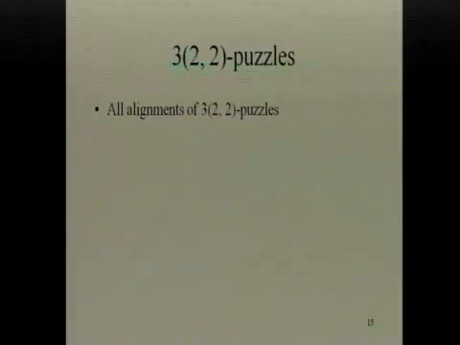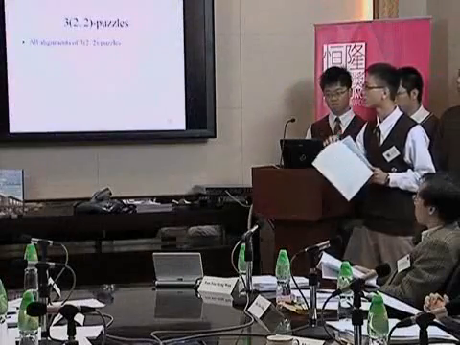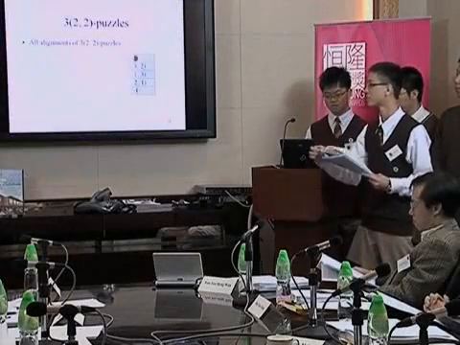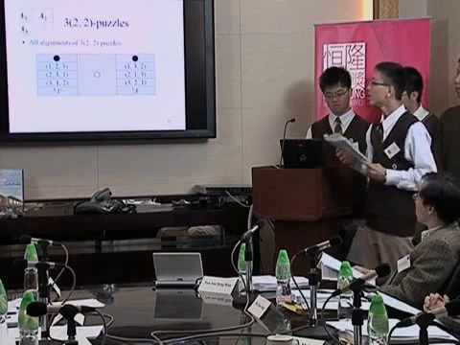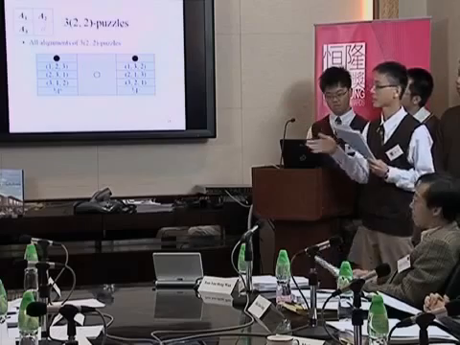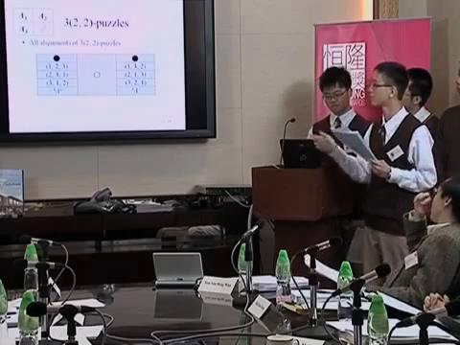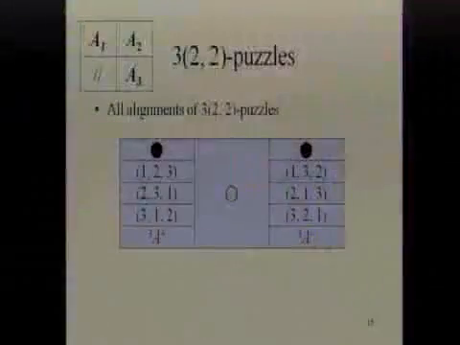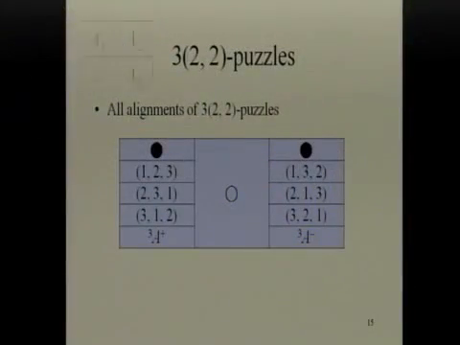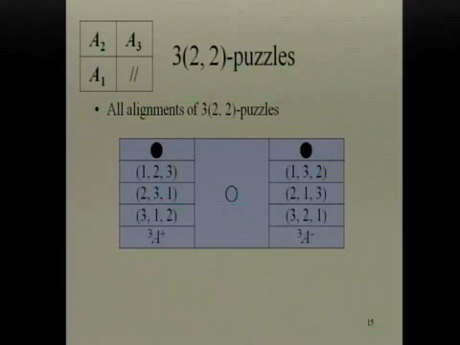So we look into the 3-2-2 puzzles first, and we write all the alignments of 3-2-2 puzzles like this. Then, for example, 1, 2, 3 is the solution alignment of the 3-2-2 puzzles, and by using legal operations, we can get 2, 3, 1.